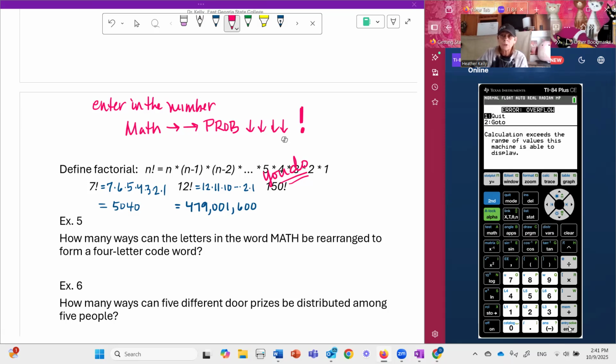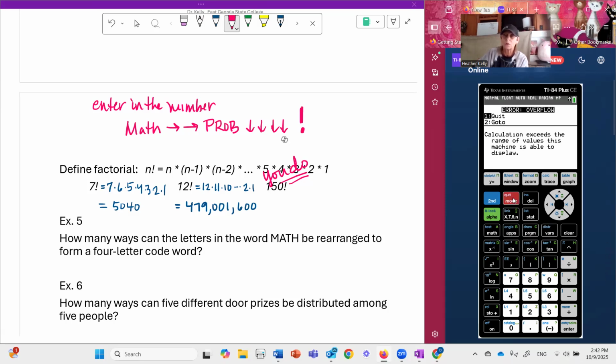Now, sometimes you get something that says a domain error, like if you messed up putting your numbers in the list. But here, this is an overflow. That means that 150 factorial is so big that the calculator can't even put it in exponential notation. So physically computing these things out is very, very difficult to do. But luckily, we've got this program on our calculator that we'll be able to do it with.